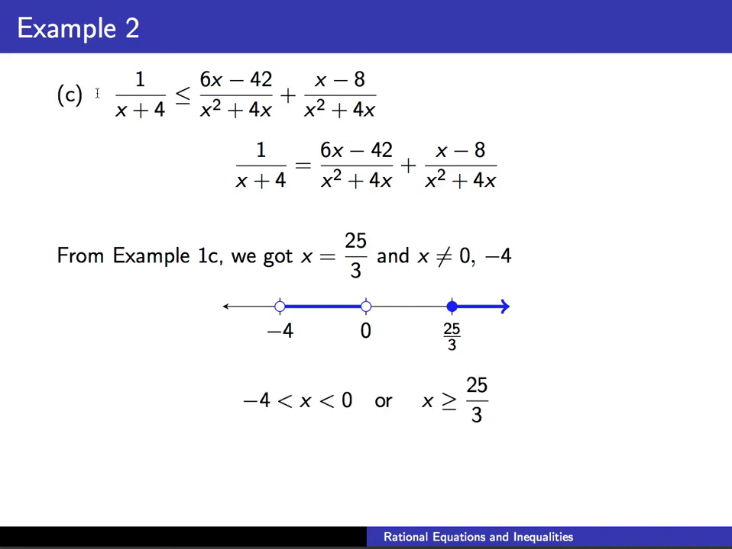So our final answer for example 2c are values of x that are between -4 and 0, so x is greater than -4 and less than 0, or values of x that are greater than or equal to 25/3. All right, that about does it for this video.